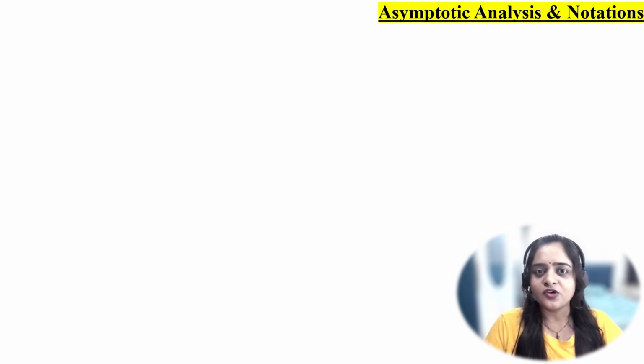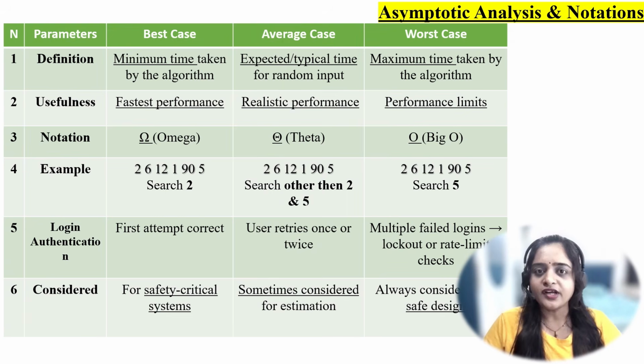Next topic is called asymptotic analysis and notations. Before understanding this concept, I am giving you one simple example. If you want to measure temperature, which unit is used? We use degrees Celsius, right? Or if you want to measure the speed of a particular thing, which unit is used? We use kilometers per hour, right?